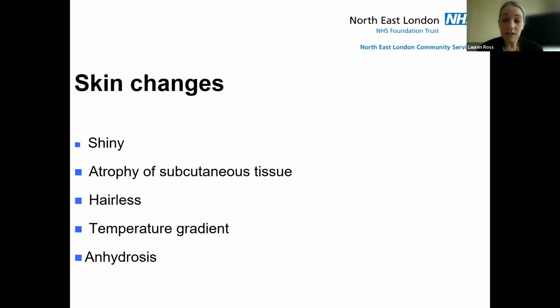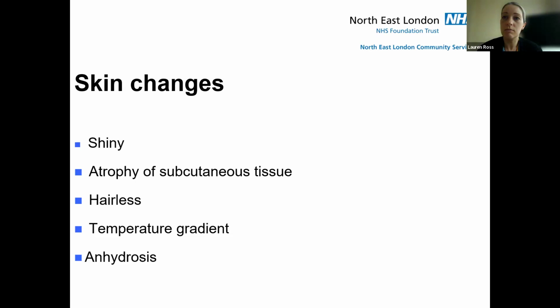We'll also look at skin changes. So with reduced circulation, you can get certain skin changes. So the skin tends to be quite shiny, almost like that tissue paper thickness. You can get atrophy of the subcutaneous tissue. So a lot of the times you can really see the blood vessels underneath the skin. You can see the structures, you can see the tendons and everything. Is there any hair? So it tends to have less hair or no hair on the foot when there is a poor blood supply. And again, the temperature gradient and anhidrosis, which is dryness of the skin.